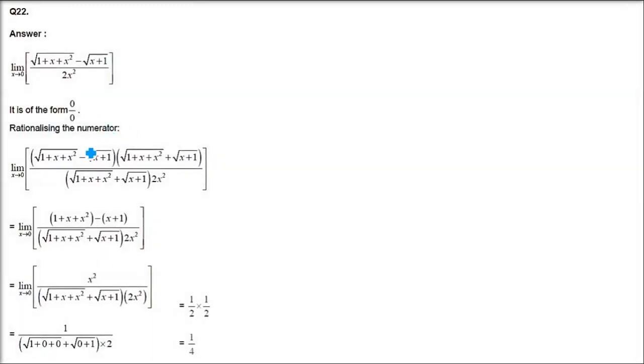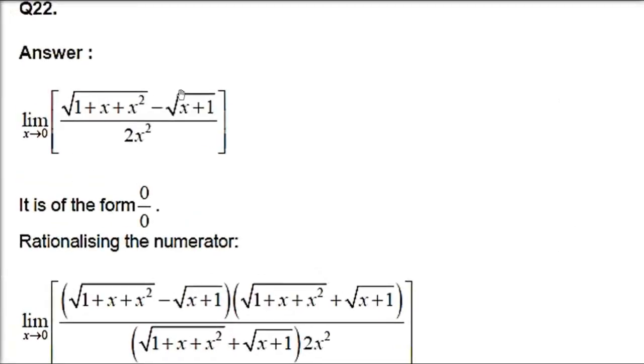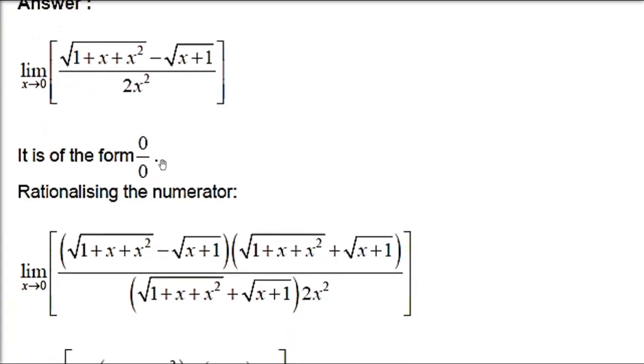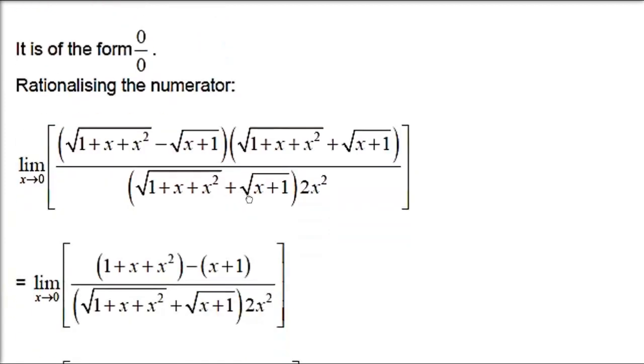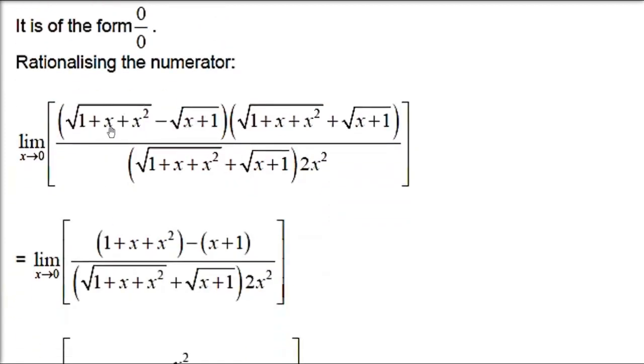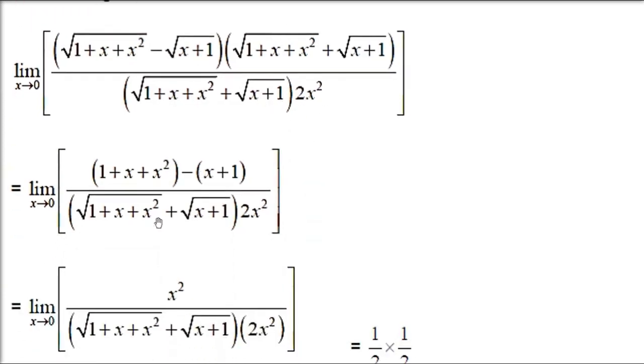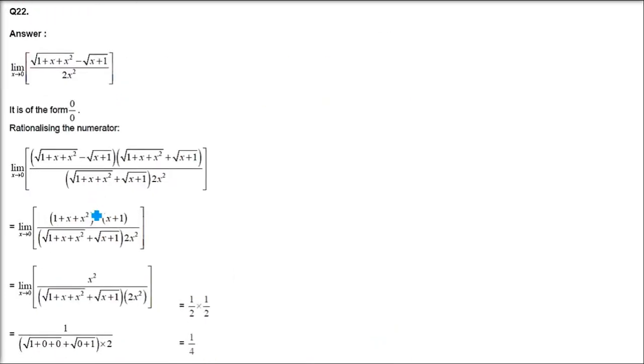Question number 22. So we have x tends to 0. Under root 1 plus x square minus under root x plus 1 by 2x square. So it's 0 by 0. Whenever we put x as 0, here 0 by 0. So just multiply by the RF, rationalization factor. So in the numerator you'll get 1 plus x plus x square minus x plus 1. So I'm just doing it so that I can show you what gets cancelled. This gets cancelled, only x square will be there.